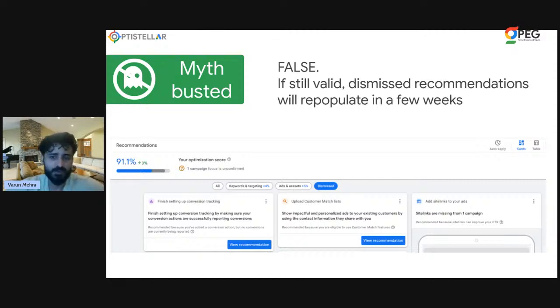So that basically means even if you dismiss the recommendations by mistake, or if it was not applicable to you at a certain time, you did not want to implement it at a certain time, but it's still something that can improve the performance of your marketing campaigns. It will continue to pop up once again after a few weeks, so that you can choose to apply it once it's more applicable for you.